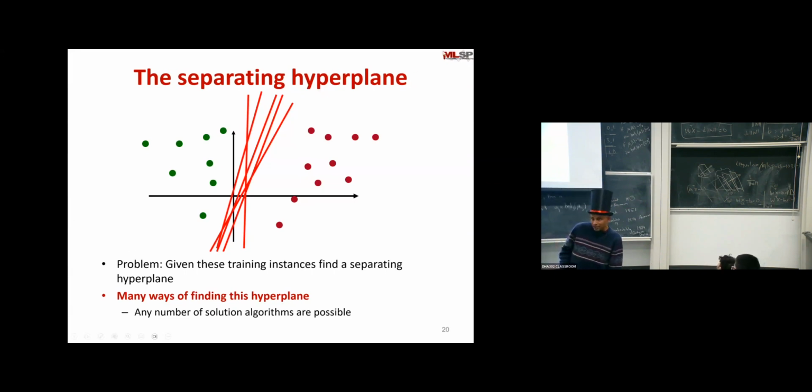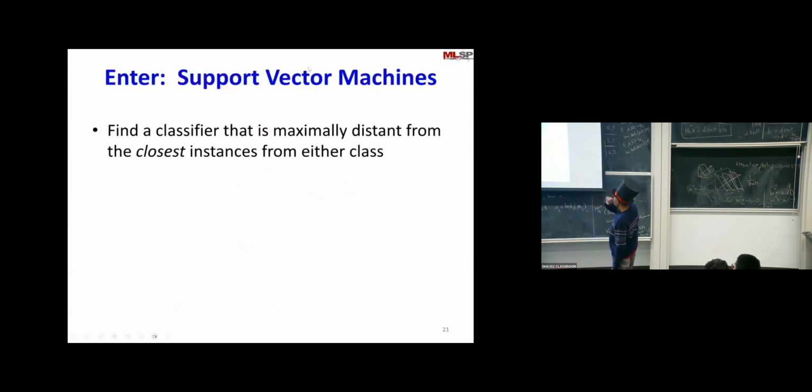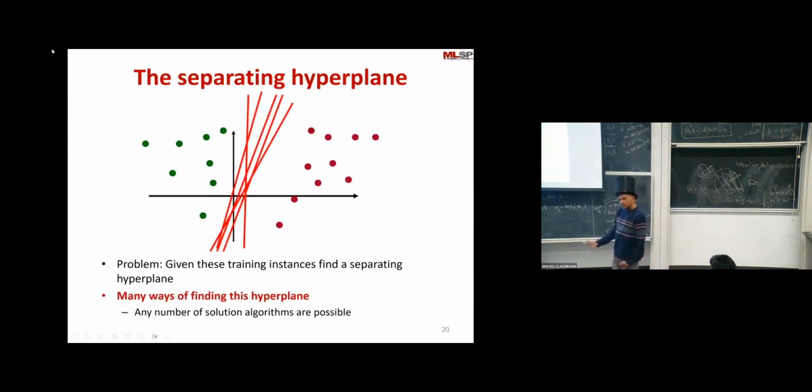Now, how do I define a conservative boundary? The boundary which is the largest distance from both classes. And so I want to find a classifier that's maximally distant from the closest instance. There are two different ways of doing it. I can find the boundary that is the maximum distance on average from all of the training data points on both sides. That's one answer. That's not conservative. That's just taking a statistical average, right? And that's a closed form solution.